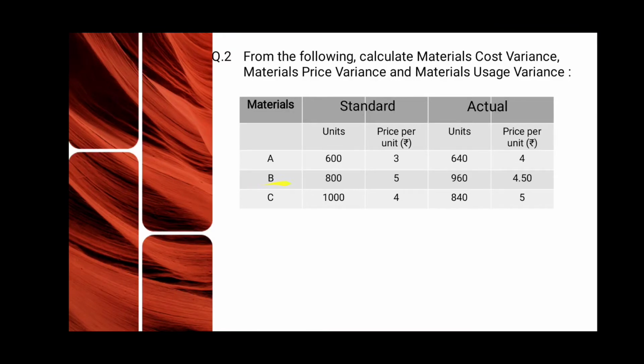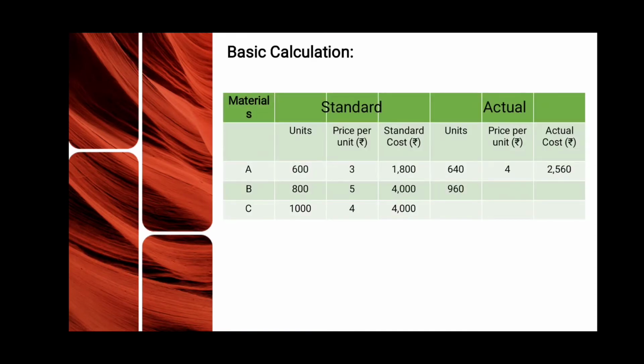Next, for material B, actual units are 960 and actual price per unit is 4.50. So we'll record it. Material B, actual units as 960 and actual price per unit as 4.50. So the actual cost amount will be rupees 4320.